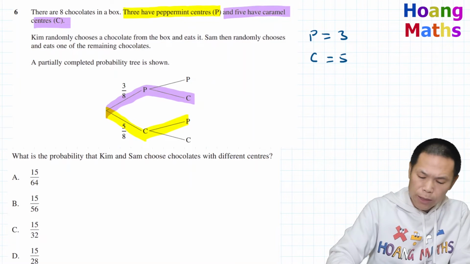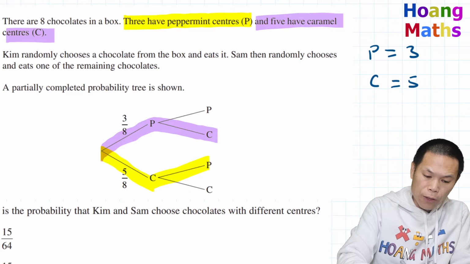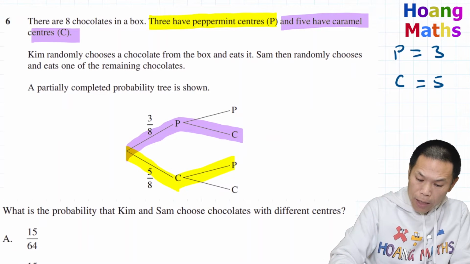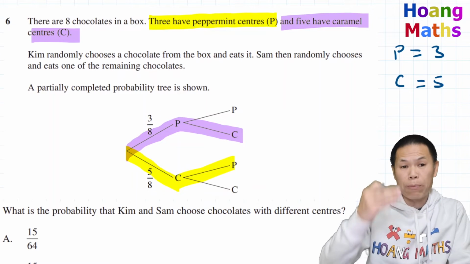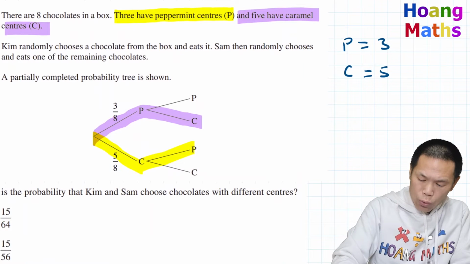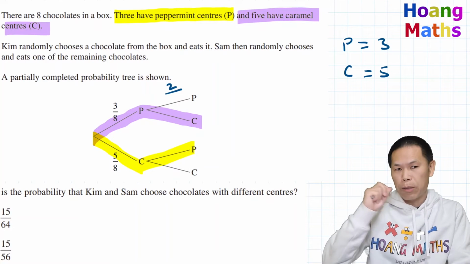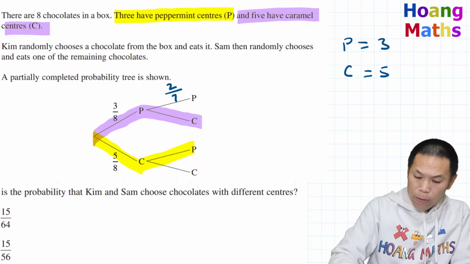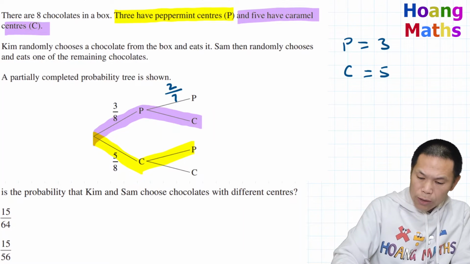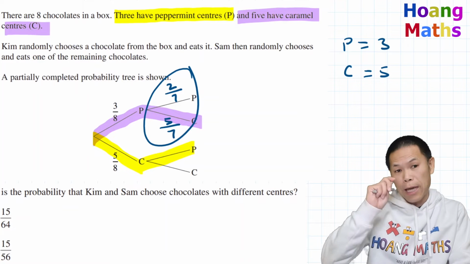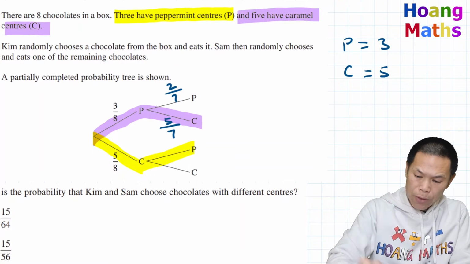Let me just fill in these numbers first. For the first stage, let's say Kim already selects a peppermint. That means we have 2 left, because there are 3 peppermints altogether. So we have 2, and already 1 chocolate has been picked, so we have 7 left altogether. Now for caramel, we still have 5, so 5 out of 7. Don't forget, these 2 fractions must add up to give me 1. Okay, keep that in mind.